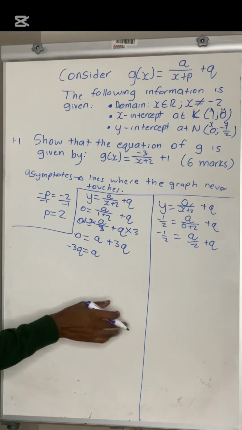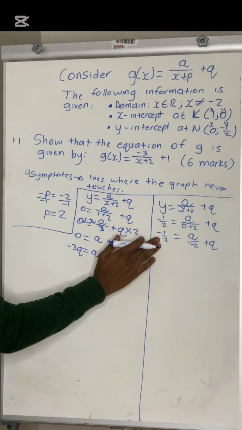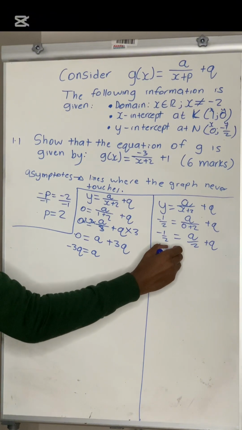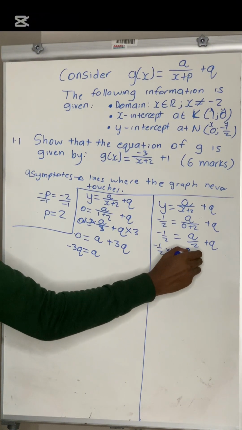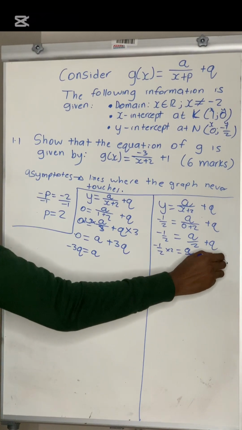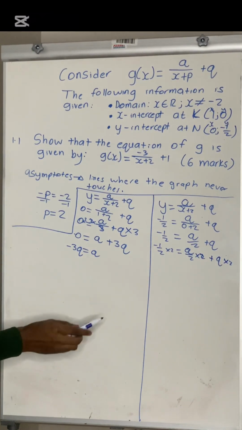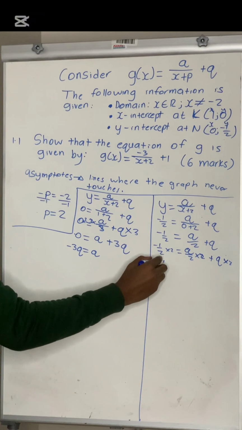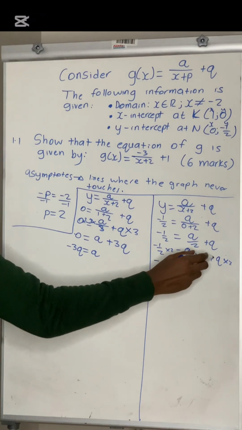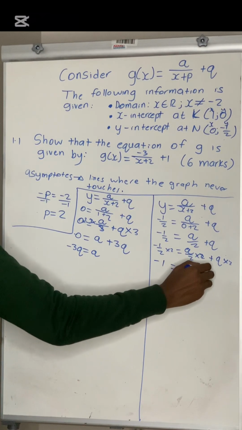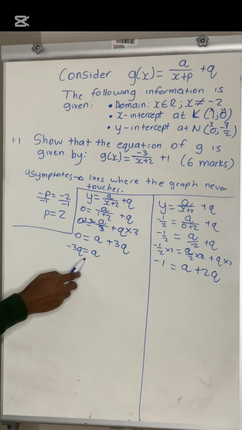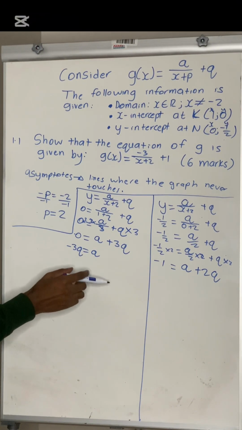Let's deal with this side again. To make things simpler for us, let's just multiply by 2 throughout. So negative 1 over 2 times 2 is equal to a over 2 times 2, and then positive q times 2. Negative 1 over 2 times 2, that is negative 1. A over 2 times 2, that is positive a. Q times 2, that is positive 2q. We've made a the subject of the formula.